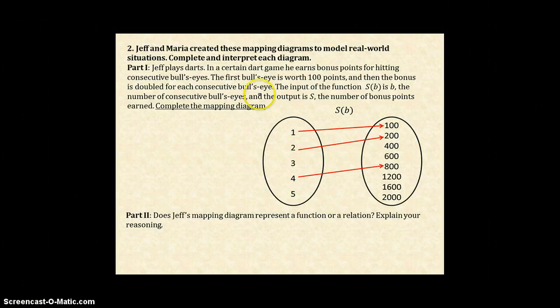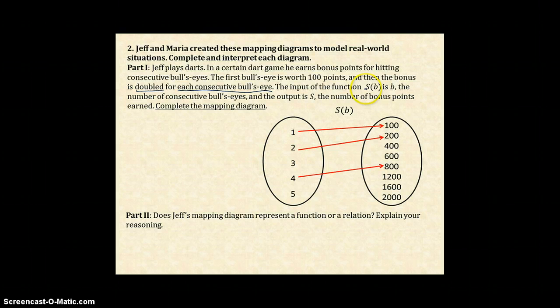Jeff and Maria created some mapping diagrams to model real-world situations. Complete and interpret each diagram. Jeff plays darts. In a certain dart game, he earns bonus points for hitting consecutive bullseyes. The first bullseye is worth 100 points, and the bonus is then doubled for each consecutive bullseye.